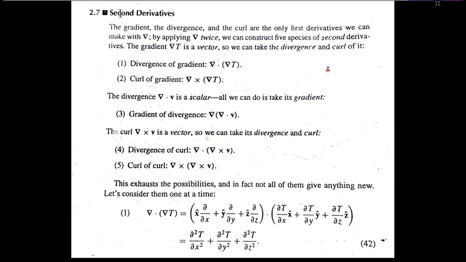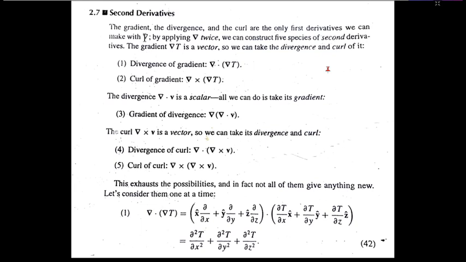So applying the derivative operator on the result which is already developed because of derivatives. Ultimately two derivative functions are applied on either a scalar or a vector property. So let's see in detail. The gradient, the divergence and the curl are the only first derivatives that we have seen in the previous lecture. We can make second derivatives by applying del twice. We can construct 5 species of second derivatives.